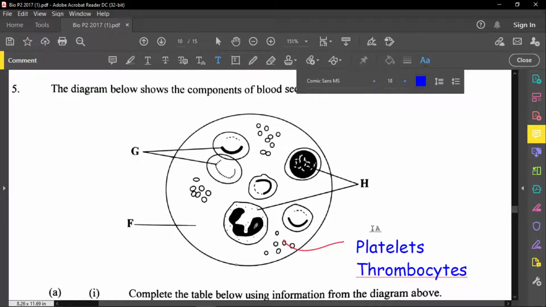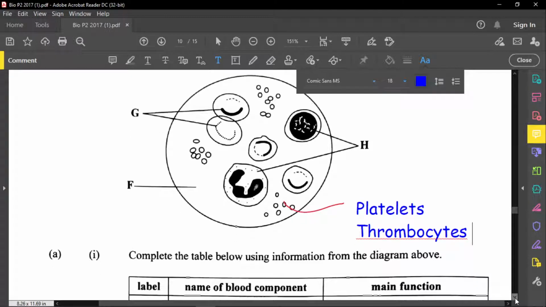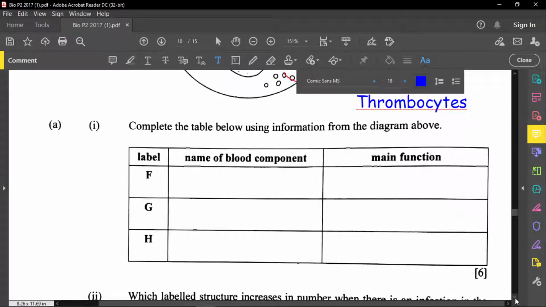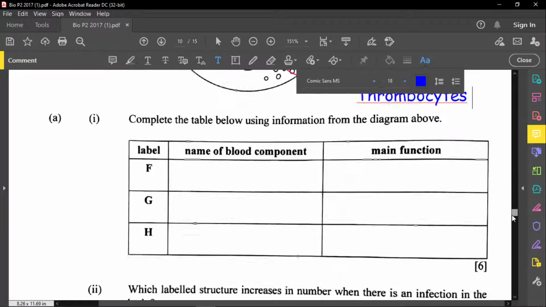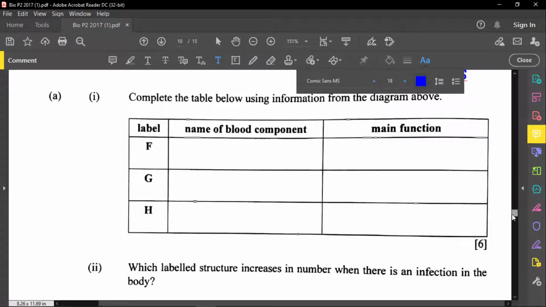All right, so let's now go into the question itself. This is what the question is actually asking us to do. So it's a label. You give it a label F, G, H. It's to name the blood components, and then after that, it said main function. So put the main function of these components, name it, and then put the function. So let's go to F. Let's go back to see what F is. So F is the plasma. Awesome. So F will be the plasma.